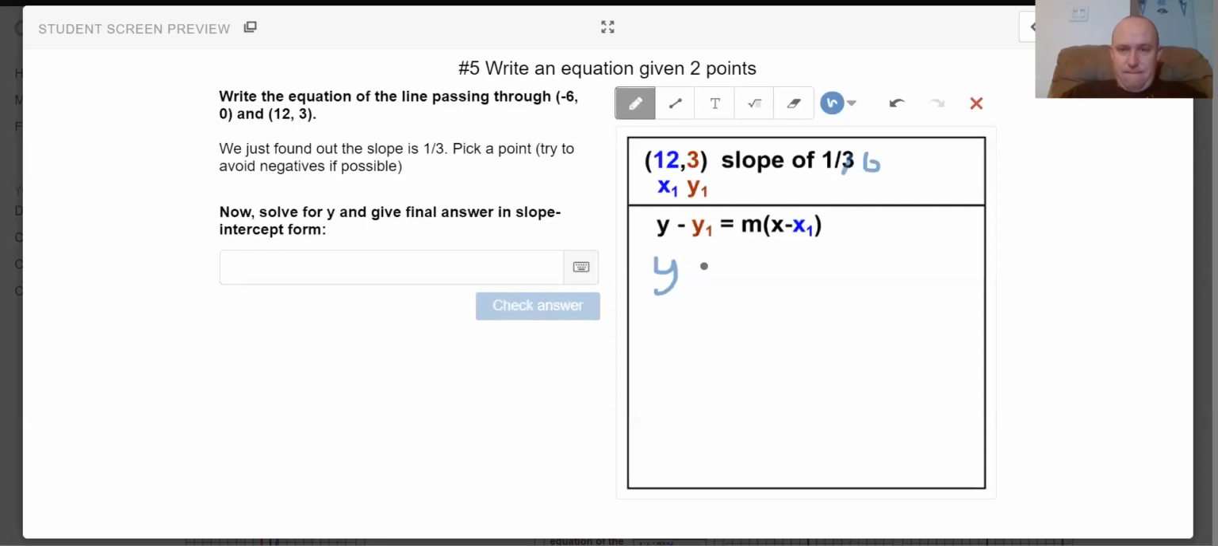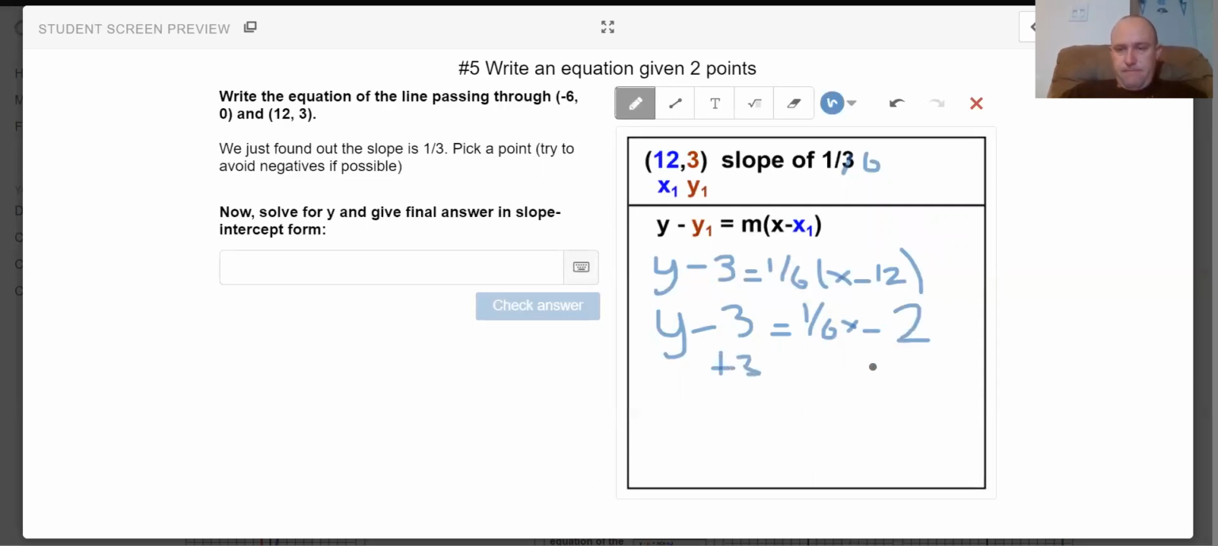So I got y minus, and I picked 12, 3 as my coordinate here just because I don't like negative 6. So I relabeled this as x1, y1. So my y1 is 3 equals 1/6 (X minus 12). Distribute: 1/6 times x is just 1/6 x. And 1/6 times negative 12 is negative 2. You could use your calculator, obviously. And instead of subtracting 3, I can add 3. And that should get us to our answer now. 1 over 6x, negative 2 plus 3 is just 1.